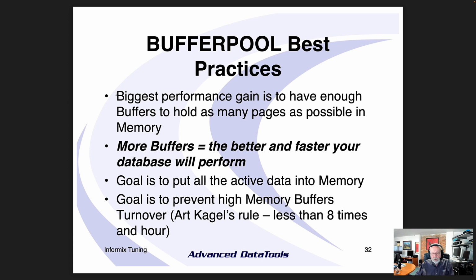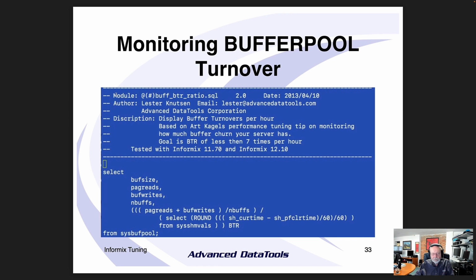I once went to a client site that was complaining about performance and measured it, and their buffers were turning over 300 times an hour. And what we did is we worked out a schedule. Again, you make one change at a time, and we did it gradually over about 4 months of increasing their buffers. And every time we increased their buffers, their performance got better, and their buffer turnover ratio went down.